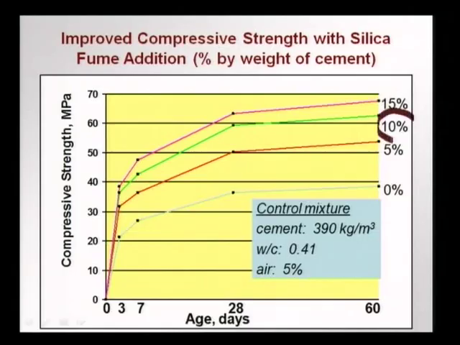This is the dosage that we generally use for silica fume, about 10%, because you see that between 10 and 15% there is not a major change. But from 0 to 10% we see a very significant change. 30 megapascal concrete can now be made into 55 megapascal concrete with this addition of 10% of silica fume by weight of cement.